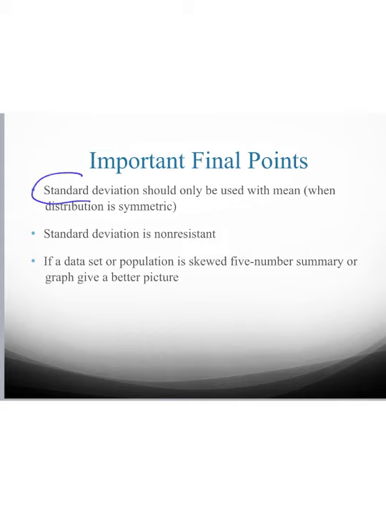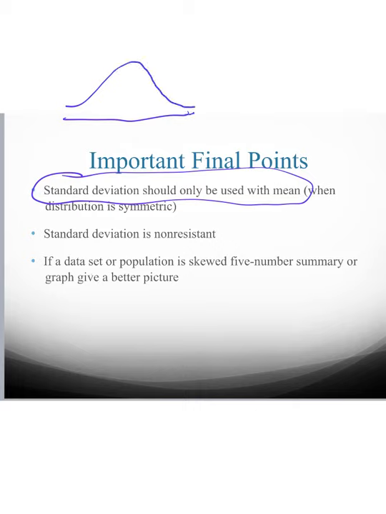We really use, as I mentioned before, standard deviation with mean. It should be utilized when the distribution is symmetric. And by symmetric, we mean something maybe like this, where it's this bell curve, or even something like this is symmetric. These are situations where we would most likely have no outliers, or no real influential values. And the standard deviation is non-resistant, which we'll get to here in a moment.